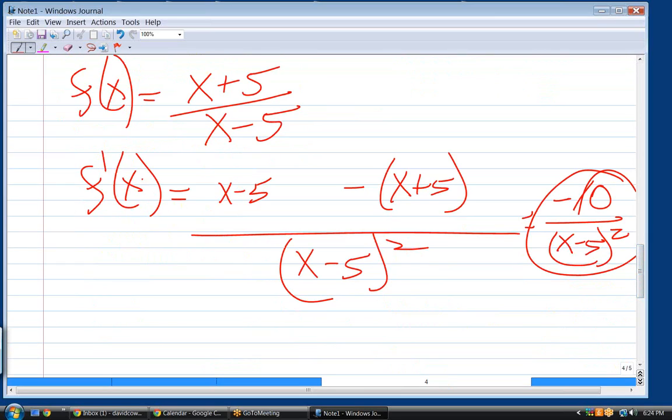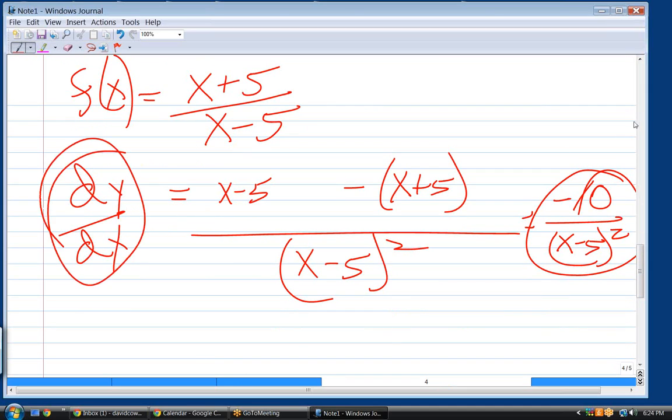In other words, when I wrote f prime of x, I could also write that as dy/dx. This quantity that we came up with, minus 10 over the bottom squared, that's dy/dx. If I wanted dy/dc, I could come up with that, even though c is not in this function. It's a variable that isn't there, which means every time I run into x, I have to follow it with a dx/dc.